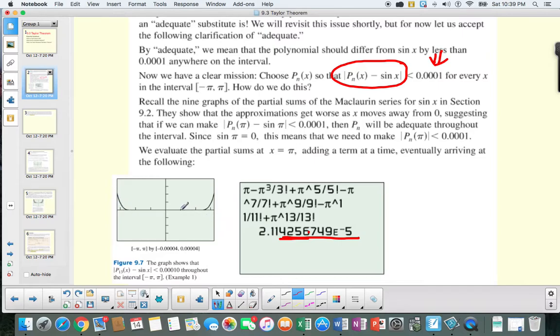Take a look especially at the fact that close to 0 there's no error, but the farther and farther you get out toward the ends of the interval, that's where there's the most error. So the most error is going to occur right here toward the end of the interval.